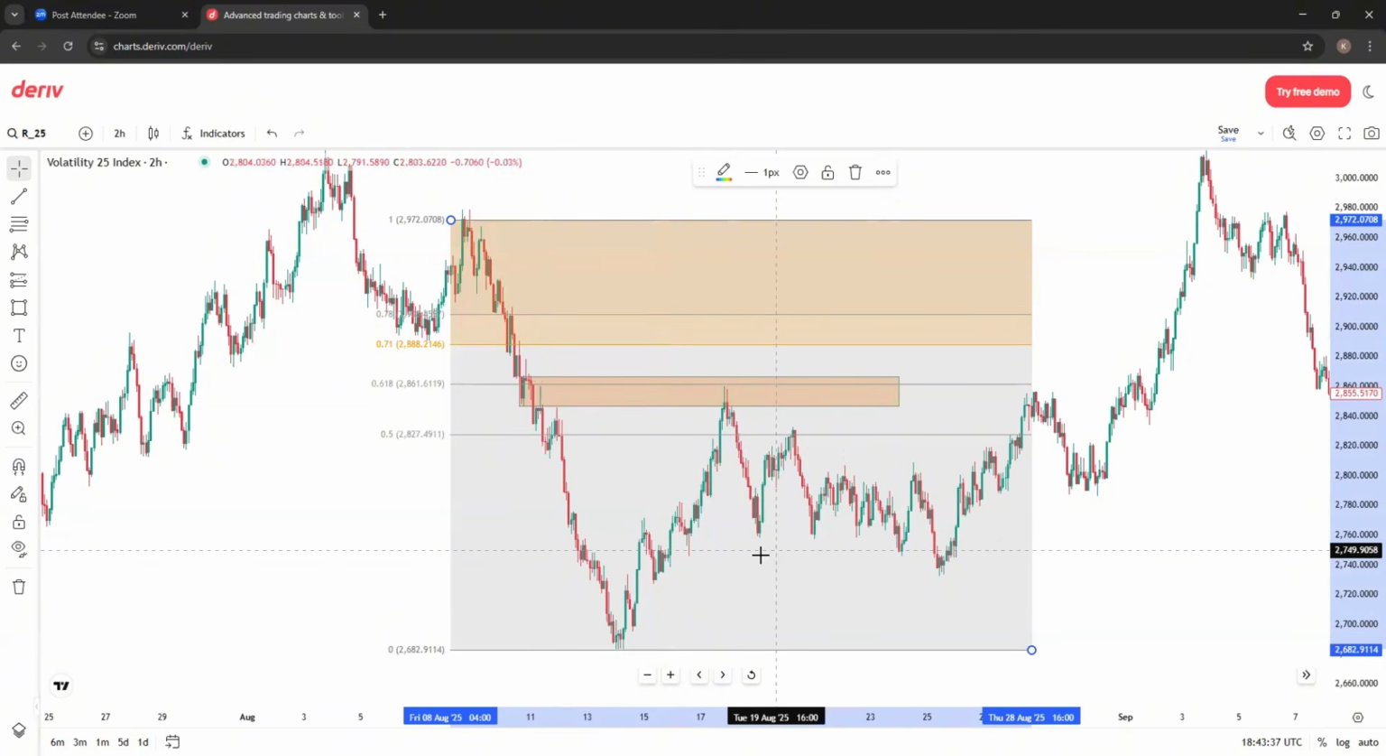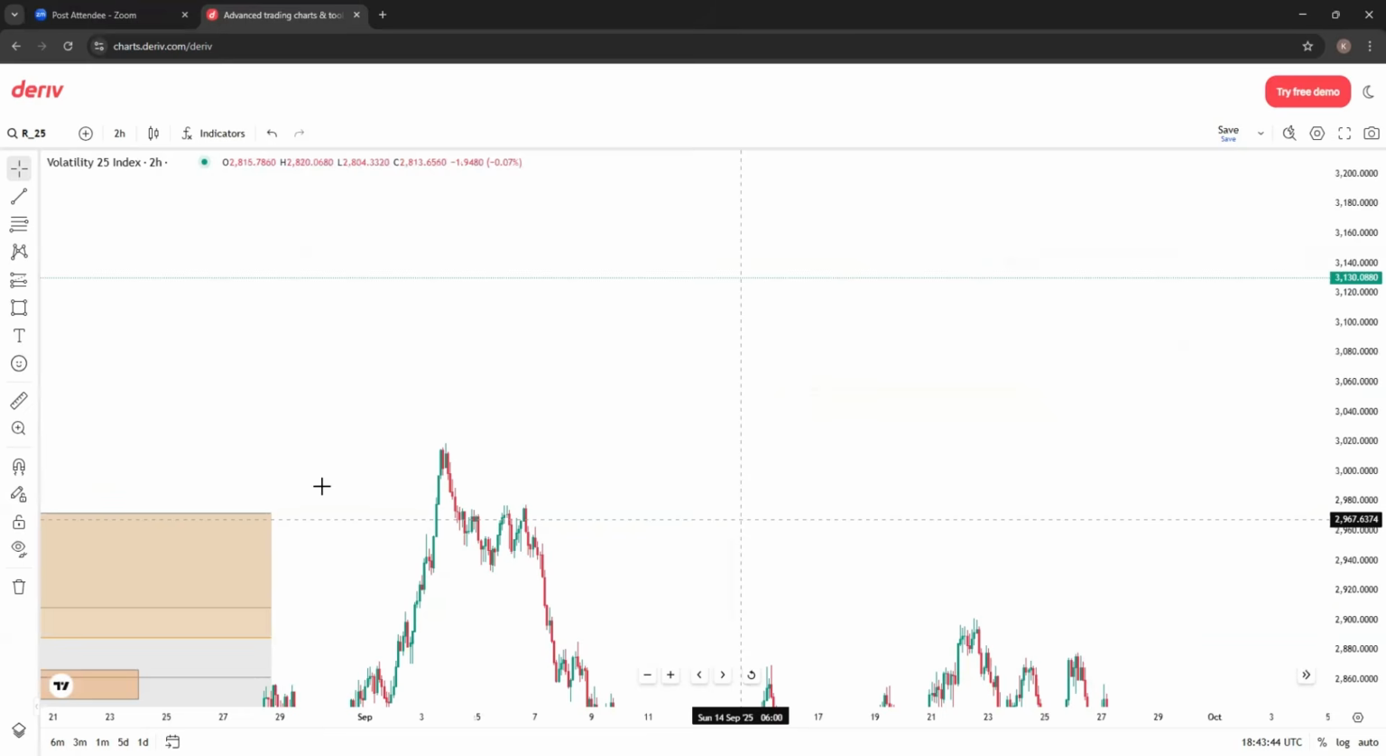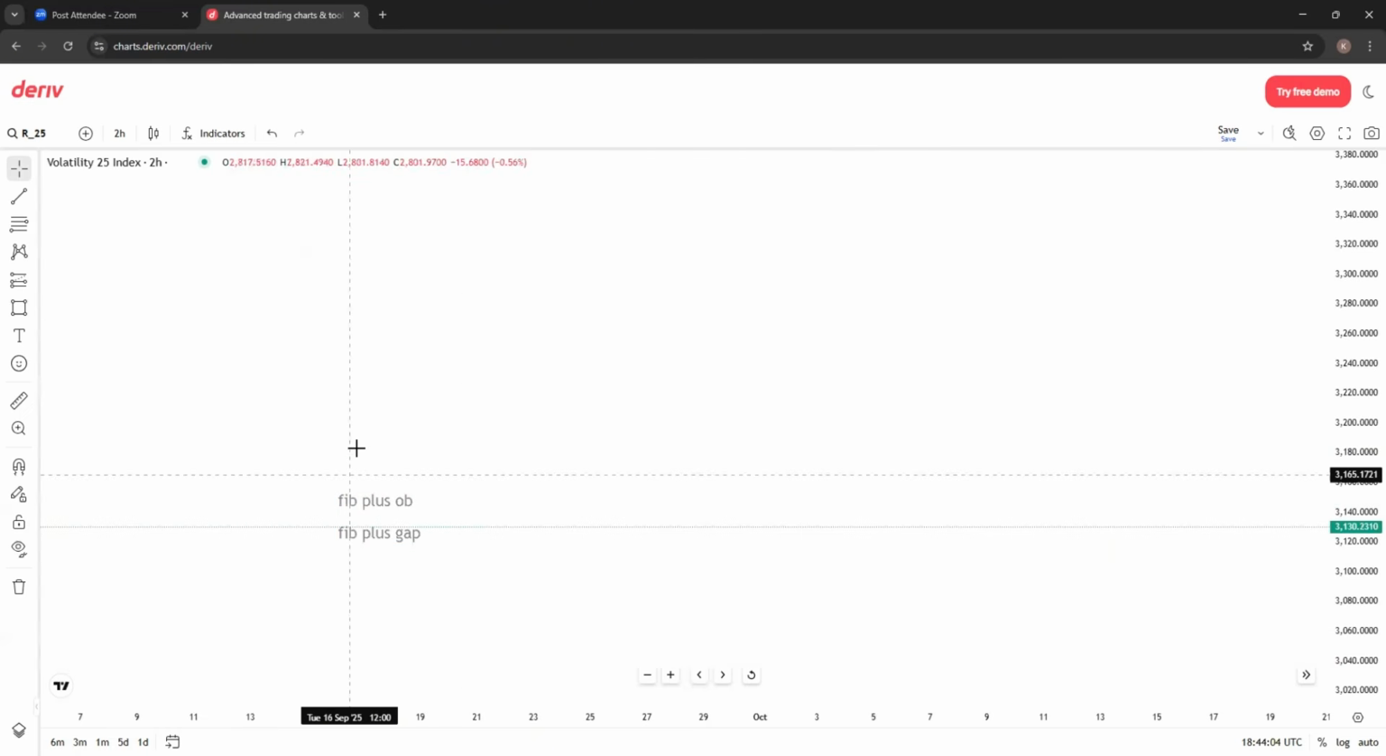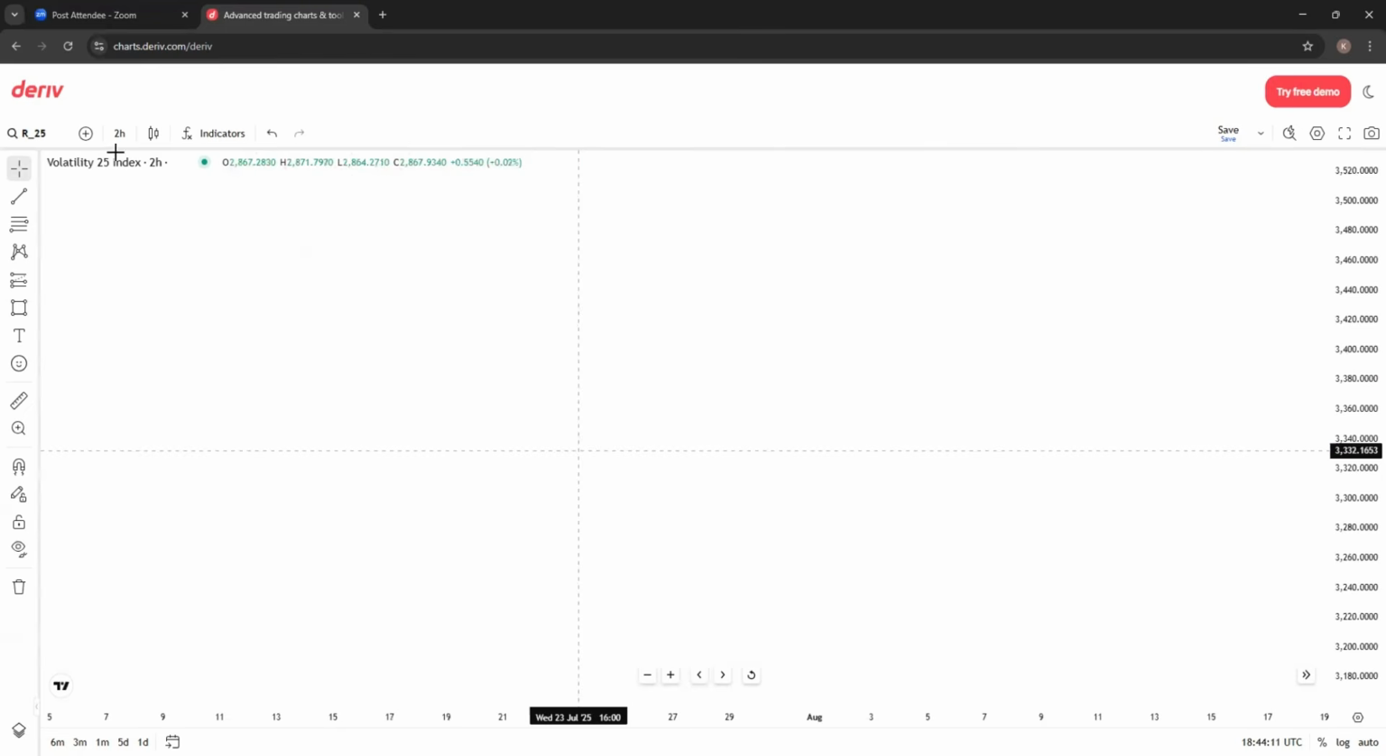Meanwhile, these are all the factors that you should look at. One of the most powerful setups that we can ever have is a fib plus an OB, or a fib plus a gap, right? Fib plus OB, fib plus gap. So let's choose another pair.